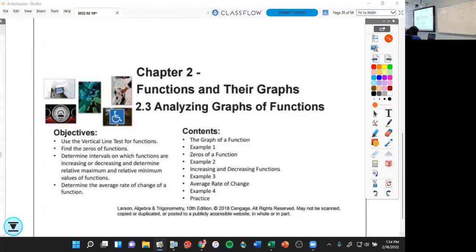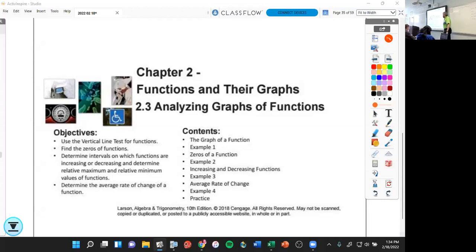All right, 2-3, analyzing graphs of functions. Use a vertical line test. Is that okay? Y'all good with the vertical line test? Cool. What are zeros of a function? What are the zeros of a function? X-intercepts, right? So we're going to calculate zeros of a function.